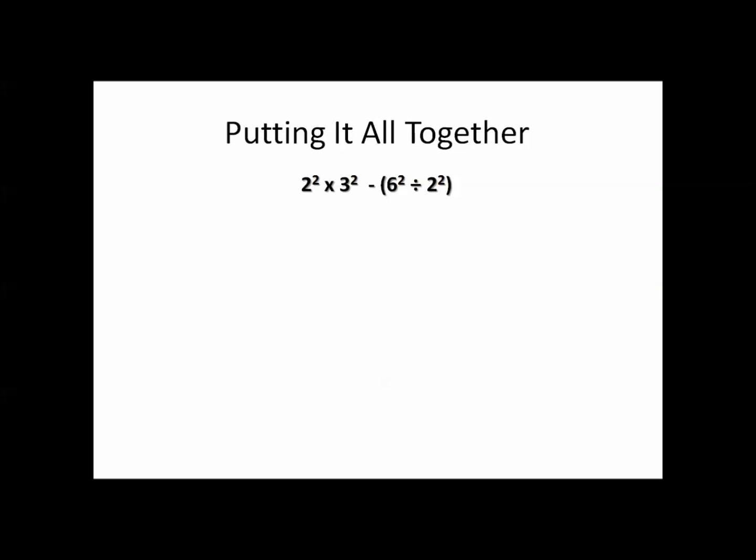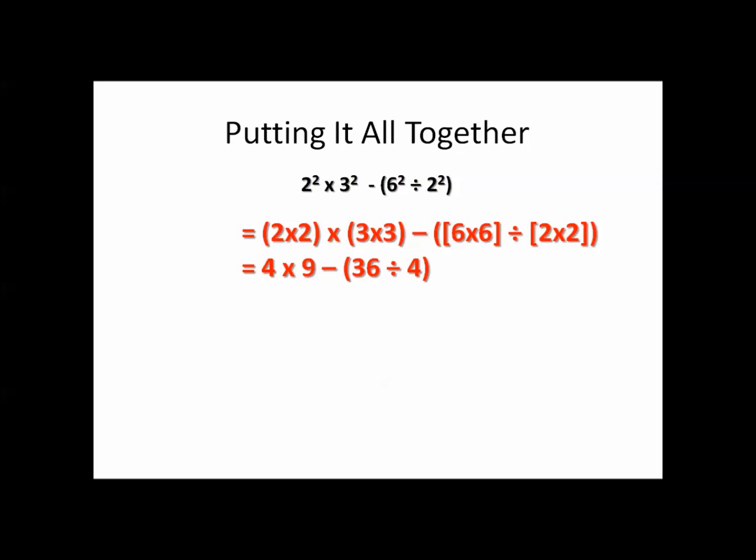So let's put it all together. So first let's expand all of our powers. Now let's do all the operations inside of brackets. So we'll do 2 times 2, 3 times 3, 6 times 6, and 2 times 2. Which gives us 4 times 9 minus, in brackets, 36 divided by 4.